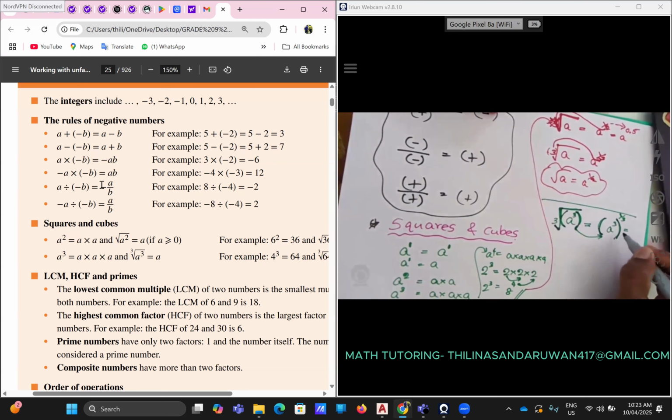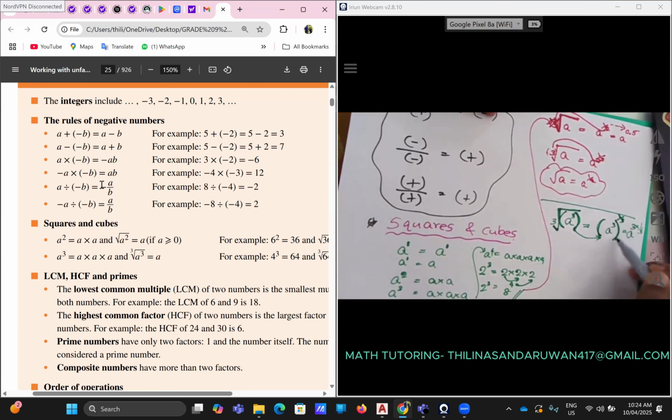Which means, if you see something like a to the power of 3 in a bracket, and another power of 1 over 3, you can multiply these two numbers, like 3 multiplied by 1 over 3, which means a. This is the answer.